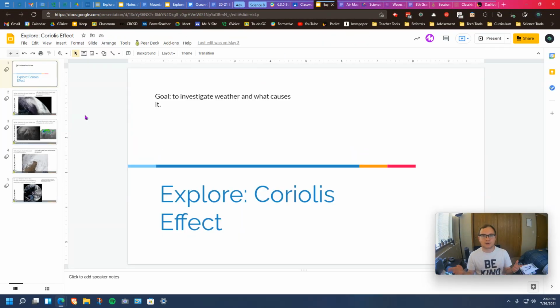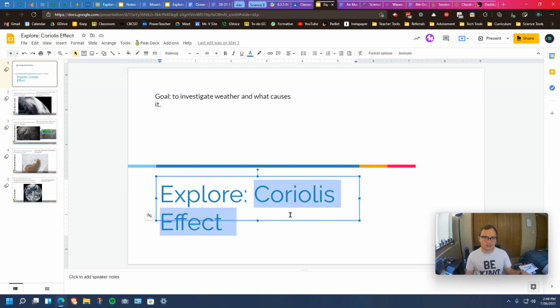As with the previous activity, the goal with the pear deck is to start to investigate weather, what's causing it, and this thing that we call the Coriolis effect. If you were still stuck from the previous activity, and you're still kind of like, I don't understand this Coriolis effect thing, this will continue to help you think about it a little bit.